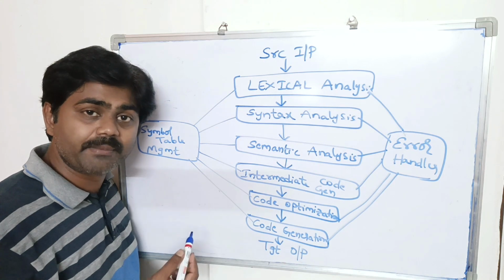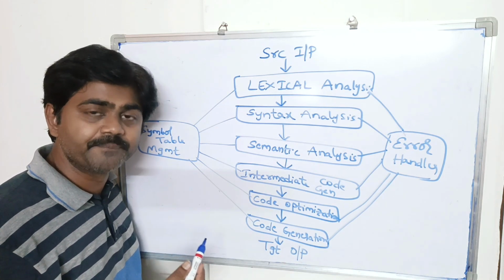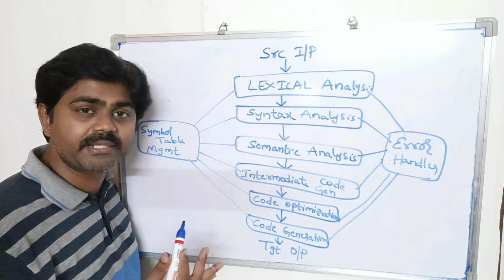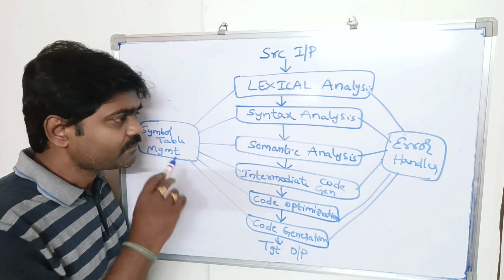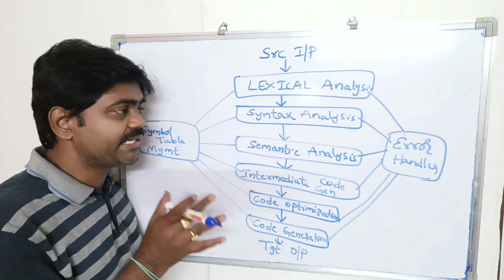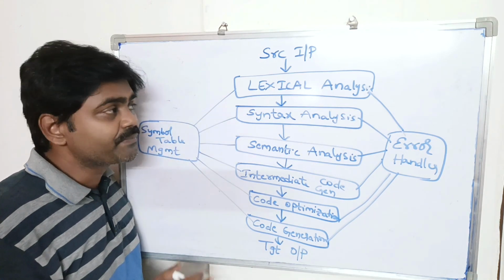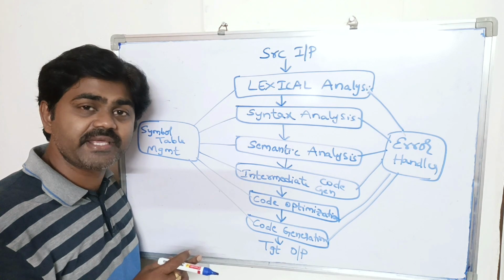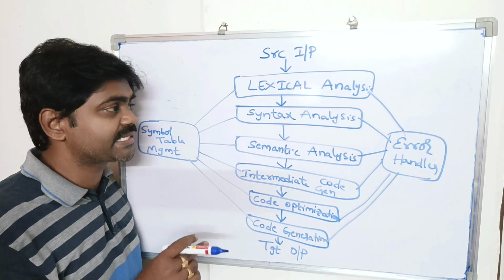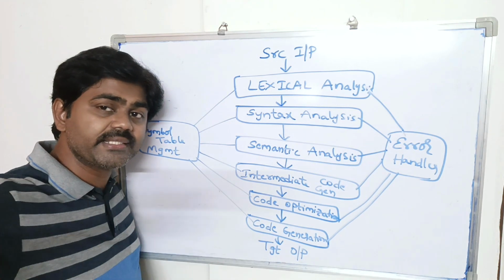And what is symbol table management? Every piece of information, like the constants and variables, will be stored in the symbol table. The symbol table management as well as the error handler will be there through all the phases in parallel. Okay. Now we'll see each and every phase in detail. What does lexical analysis do? What does syntax analysis do? Semantic analysis, like that, we'll discuss each one in detail.